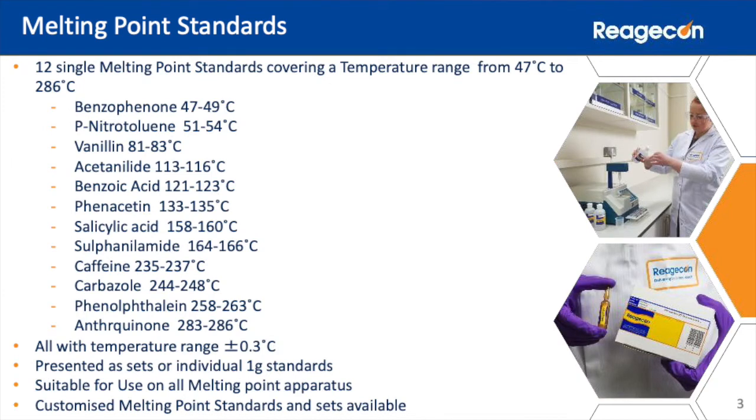Reagecon manufactures an extensive range of melting point standards. These range in value from 47 to 286 degrees C, with many values in between. By way of example, benzophenone has a melting point that ranges between 47 and 49 degrees C, whereas anthraquinone ranges between 283 and 286 degrees C.